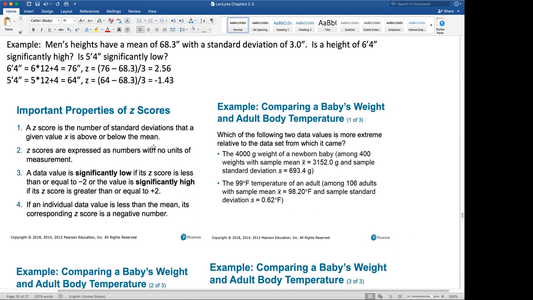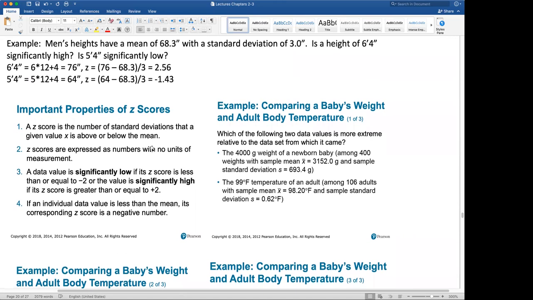Normally we don't mention the unit when you're talking about z-score, okay? The data value is significantly low if its z-score is less than or equal to -2, or significantly high if its z-score is greater than or equal to +2. Okay, keep this in mind. We have shown this last time, right?